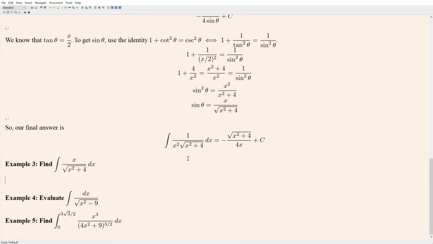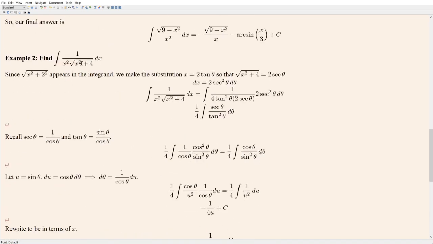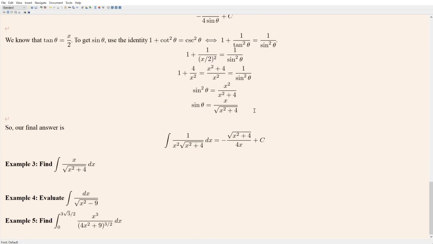Now, for this next one, notice we have a square root x squared plus 4 in here. Just like in the previous example, you might think, okay, we've got a square root x squared plus 4, so let's do the substitution x equals 2 tan theta, and then proceed from there. And you can certainly do that, but this is an example that we can actually do with just an ordinary u substitution.